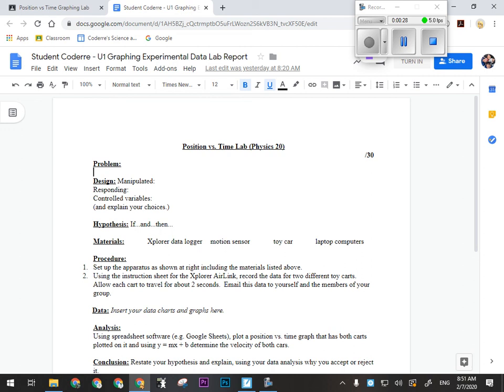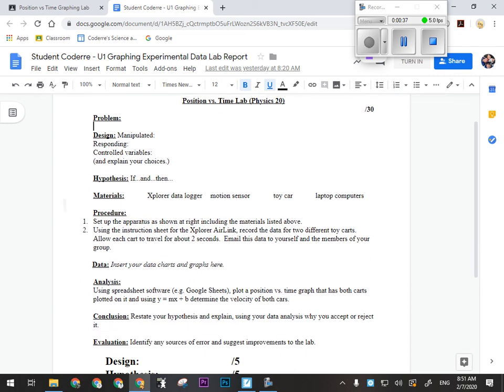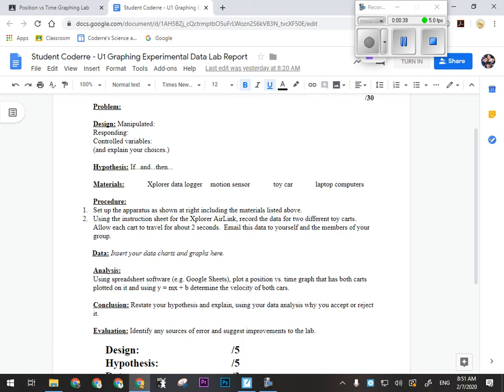So you'll have your problem, then you'll have your design where you identify and explain all of your variables: your manipulated variable, responding variable, and control variables. Then you'll write your hypothesis, and we'll talk about the format that's expected for that in a minute. You'll have materials, but on most of the lab reports I'll have filled those in already. If it's one that you design, then you'll fill it in yourself, but that's only going to be one lab. Then the procedure, I'll already have that in there as well because it's something I put together for you. You won't have to write it out.